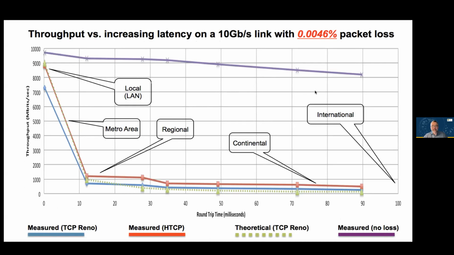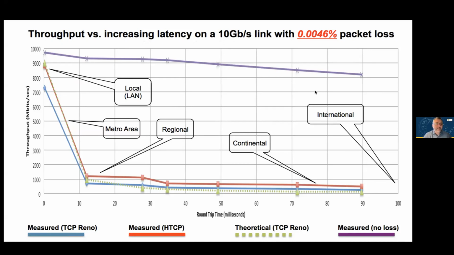So you can see up there that on the purple link, that's with no loss at all. And you're transferring a large amount of data. You get pretty good throughput. It does drop off a little bit just naturally due to the fact that it does take time to move stuff around no matter what you do.